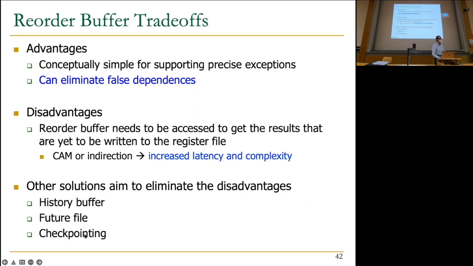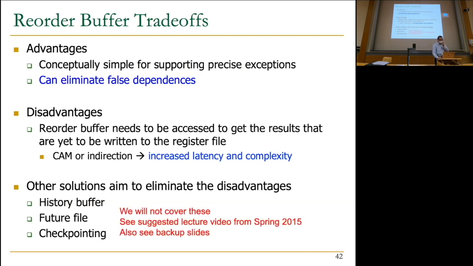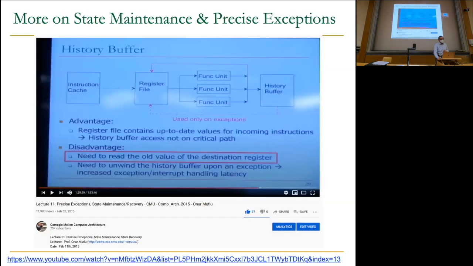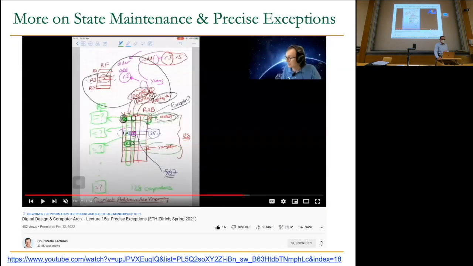History buffer, future file, checkpointing. As I said, in the next lecture we're going to cover future file a little bit because this is actually very interesting. It's implemented in all modern microprocessors. Checkpointing is also implemented in all modern microprocessors, but we don't have time to cover it. If you're interested, take a look at backup slides, etc. And also some older lectures actually cover this.